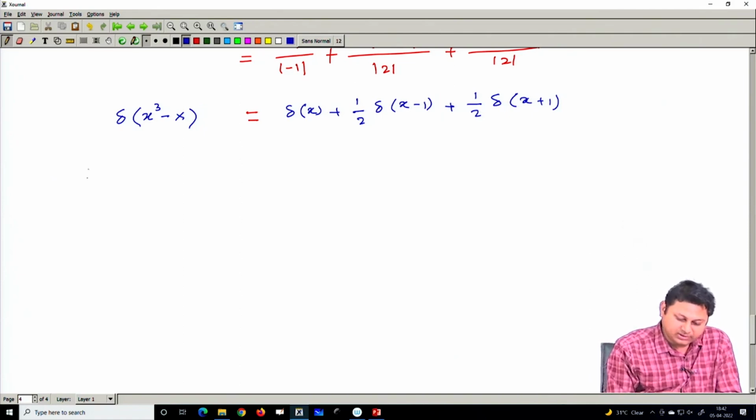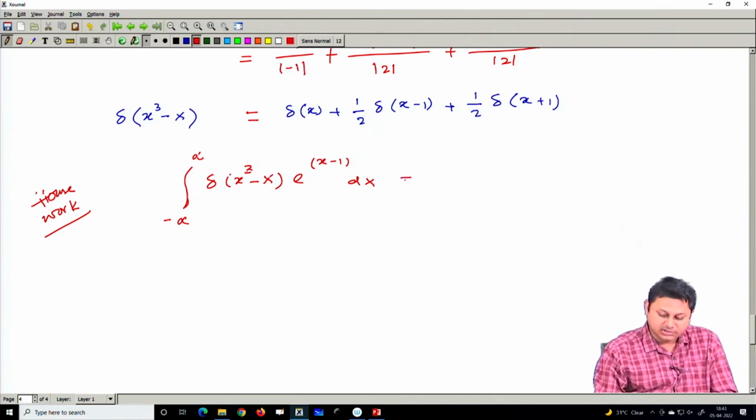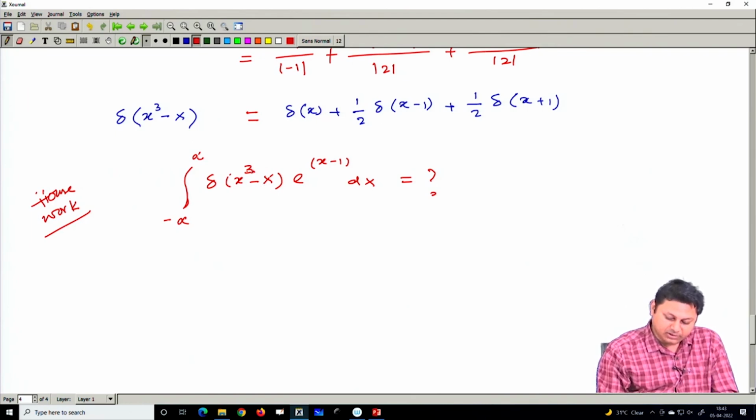So, I am giving you a homework, that is the last part of today's work. Please evaluate this integral from minus infinity to infinity of delta of x cube minus x, and now we have e to the power of a function, say x minus 1, dx. Please evaluate this integration when we have a delta function having a function in its argument.